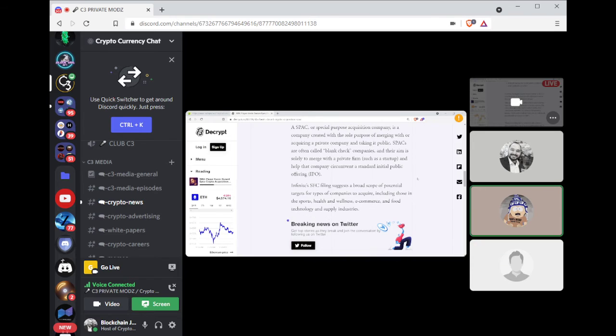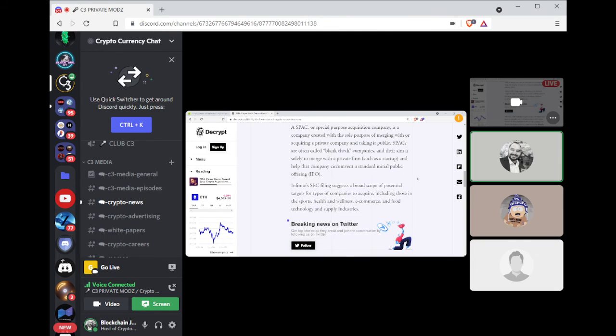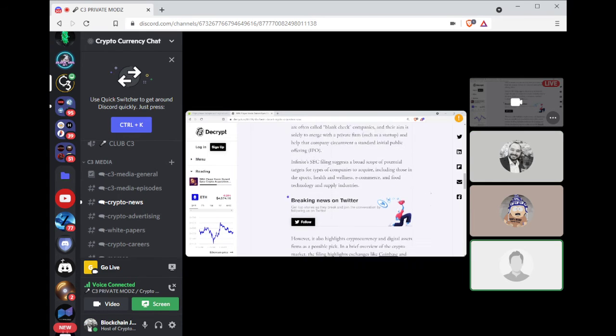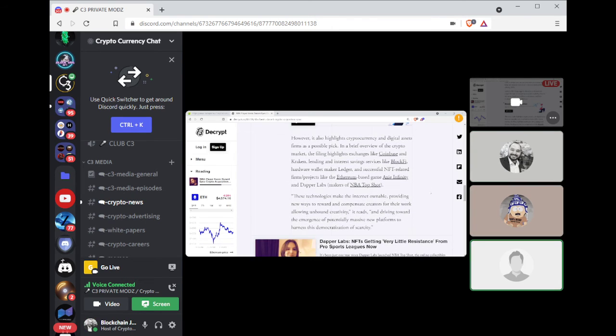Infinite's SEC filing suggests a broad scope of potential targets for this type of company to acquire, including those in the sports, health and wellness, e-commerce, food technology, and supply industries. What do you guys think they're going to target? I'm not sure. Not sure at all. Think it'll be NFTs? Obviously. I think it's an NFT-based thing. That's the goal here, right? But I mean, who? I don't know. So much money involved here. I can definitely see why.